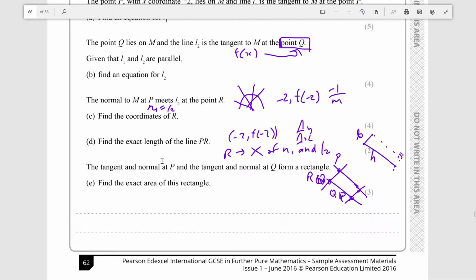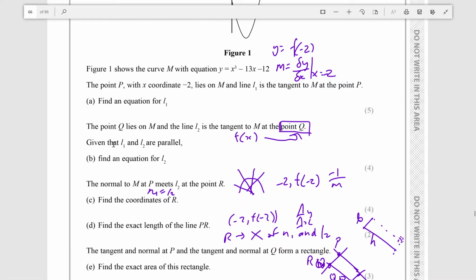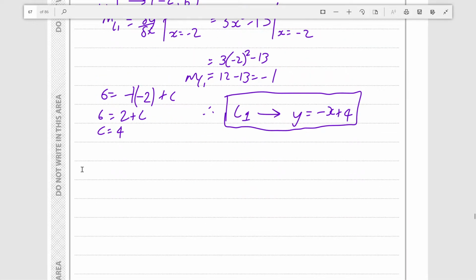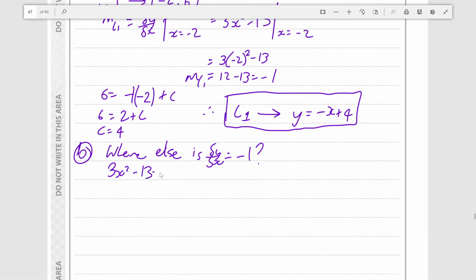Now, secondly, we want to find the other point, the other x-coordinate for which the gradient is also -1. So, B, where else is the gradient equal to -1? That's the question we have to answer, and so we make our expression for the differential, 3x squared minus 13, be equal to -1, and we get 3x squared minus 12 is equal to 0.